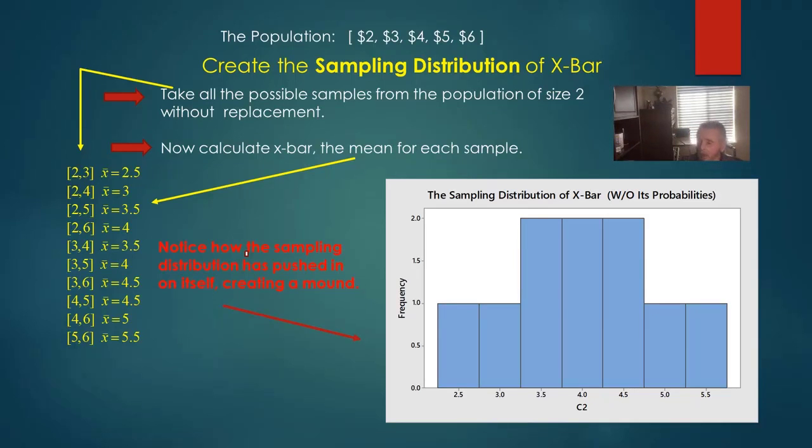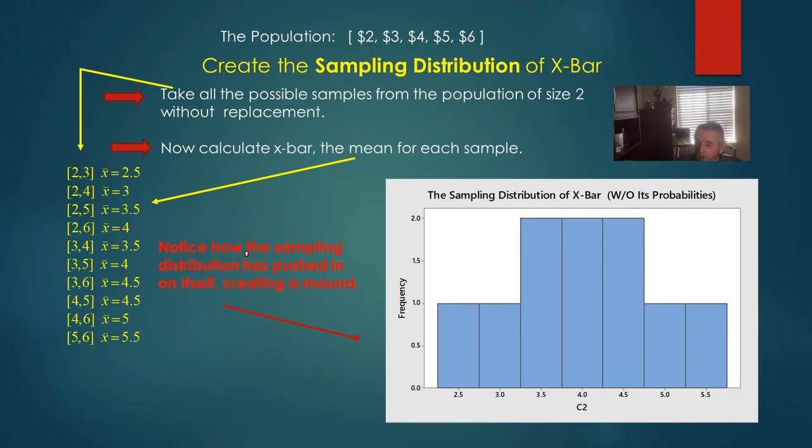So the way we can do this, notice we can start with the first 2 at the top. It says $2, $3, $4, $5, $6. Start with the $2. Just go with 2, 3, 2, 4, 2, 5, 2, 6. Okay, I'm done with the 2. Now I'm going to start with the 3: 3, 4, 3, 5, 3, 6. I'm done with the 3. Start with the 4: 4, 5, 4, 6. Done with the 4. Let's go to 5, 6. All right, and we're done. We've got all of them.